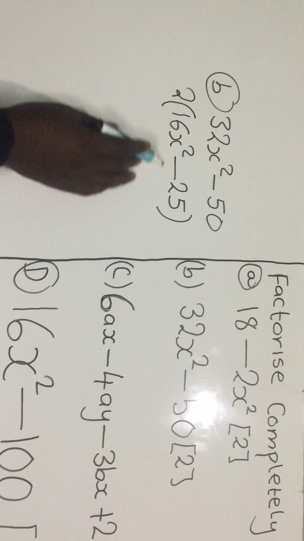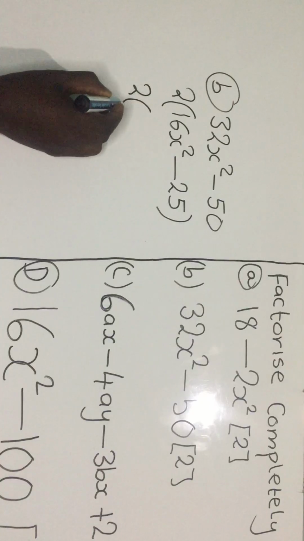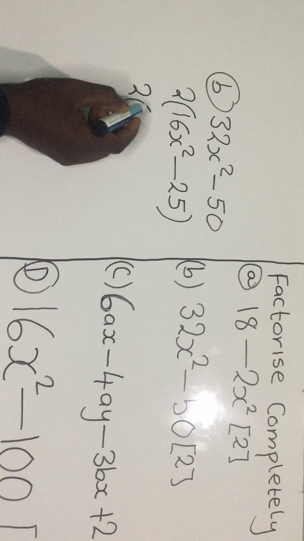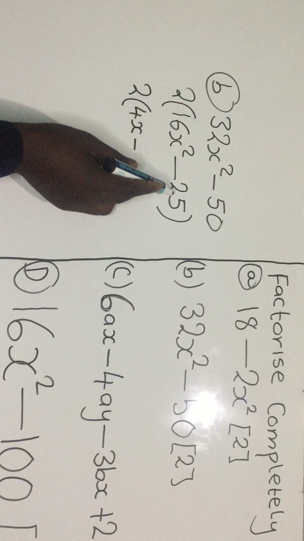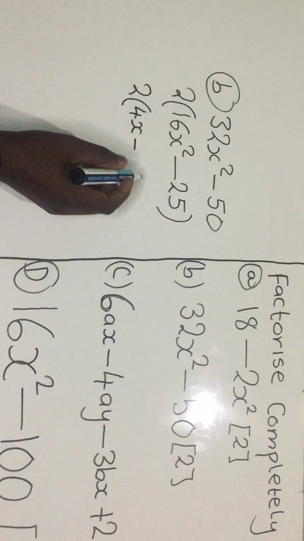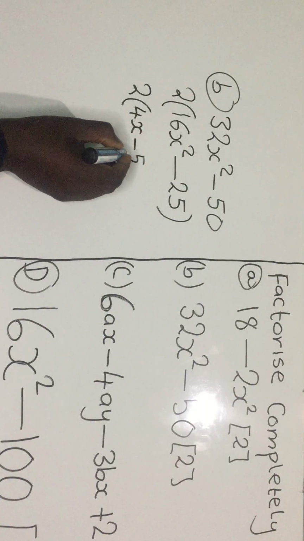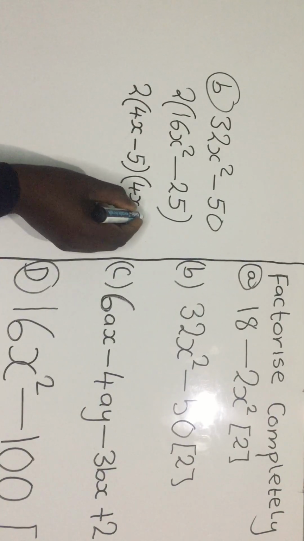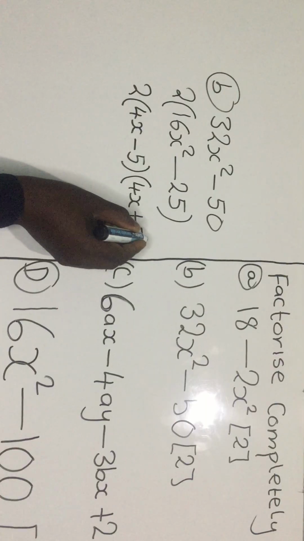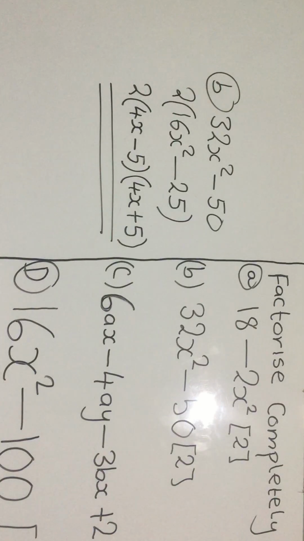Have you seen what is happening here? This is what we call difference of 2 squares. So you say 2, open, square root of 16 is 4, so 4x minus square root of 25, which is 5, because 5 times 5 you get 25. You bring another one, 4x plus 5. You end here. This is how you factorize this question. We come to question C.